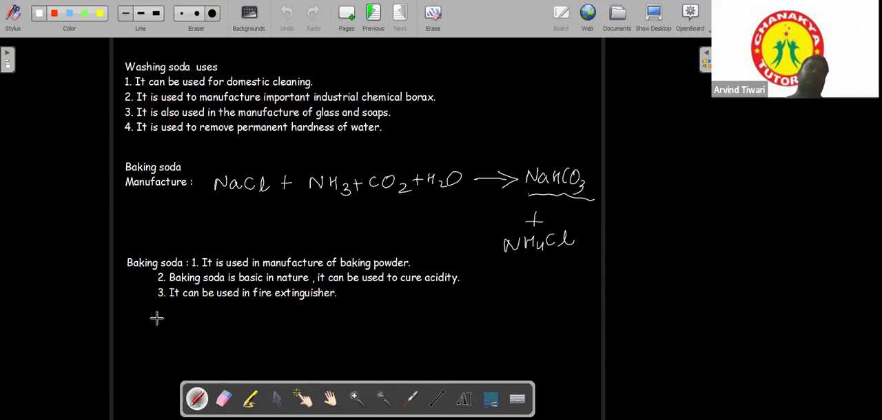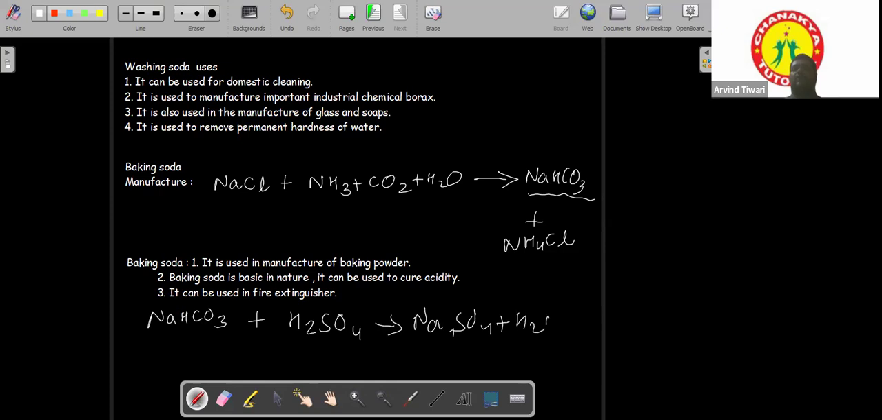So if you have baking soda NaHCO3 reacting with any acid, let's say you react with H2SO4 or sulfuric acid, you'll get sodium sulfate Na2SO4 plus water and carbon dioxide. As we know that carbon dioxide extinguishes fire, this carbon dioxide which is produced in this reaction can be used to extinguish fire.